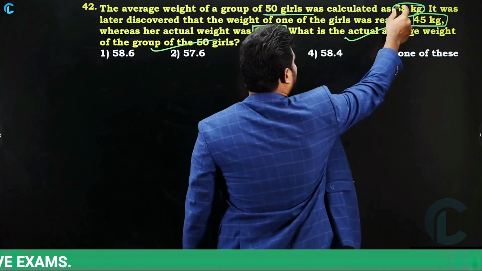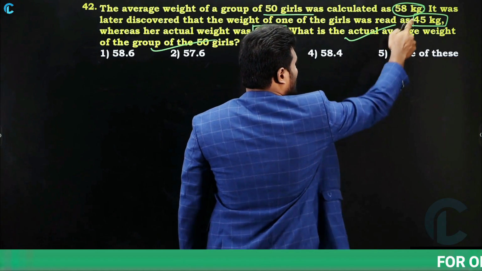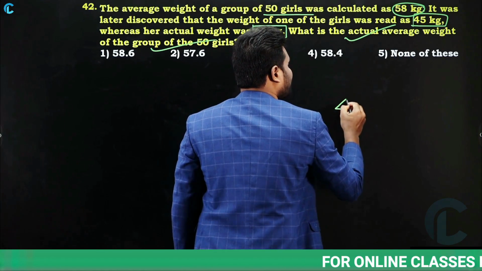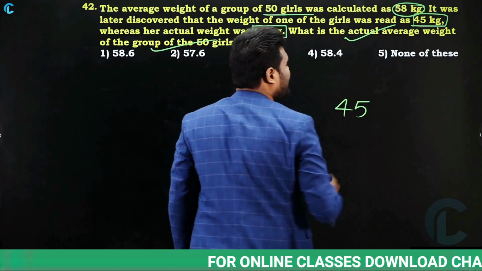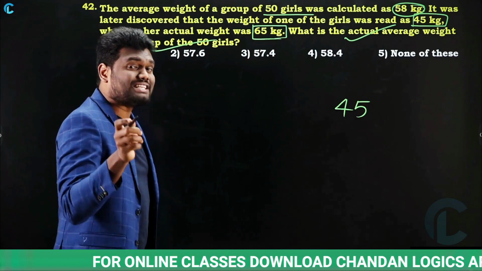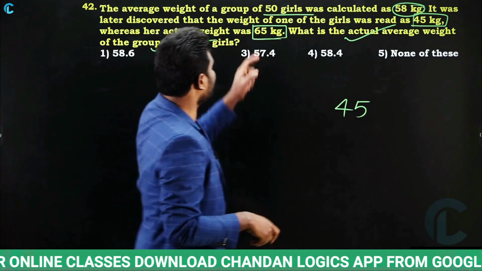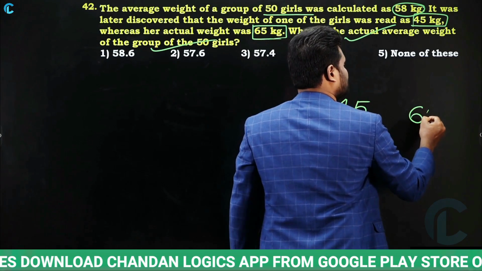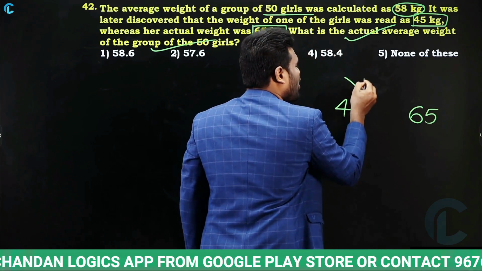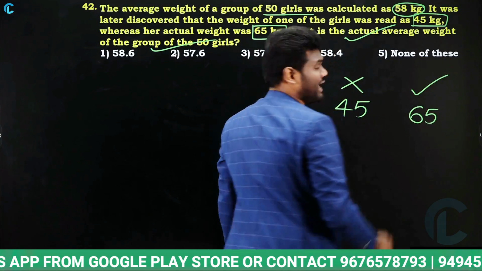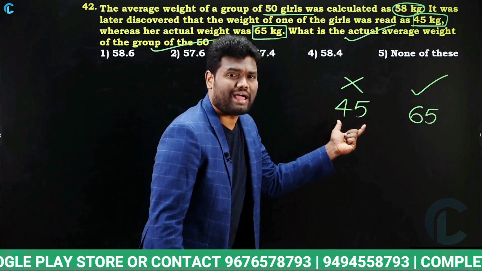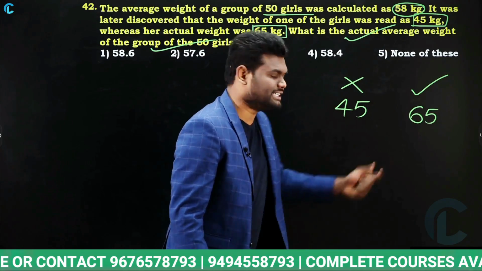Look here, the weight was mentioned as how much? Weight was noted as 45 kg. Yes or no? Whereas her actual weight is how much? 65 kg. Which means this is the wrong value and this is the correct value. Her actual weight is 65 kg.